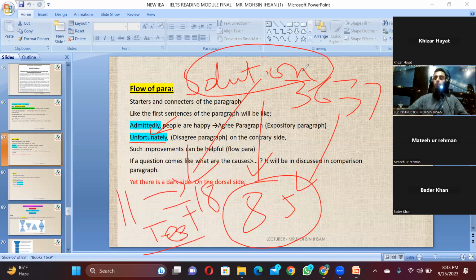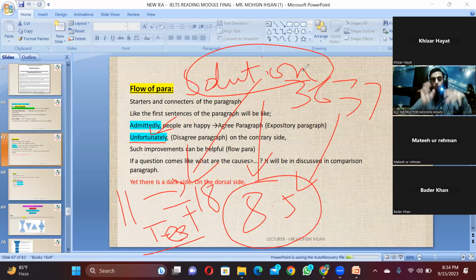Okay, now overall, in the reading module, don't give a gap, guys. I always give one suggestion and one request. I don't use the word advice. I consider all of you as friends and brothers and sisters. My request is: a gap is like a virus.